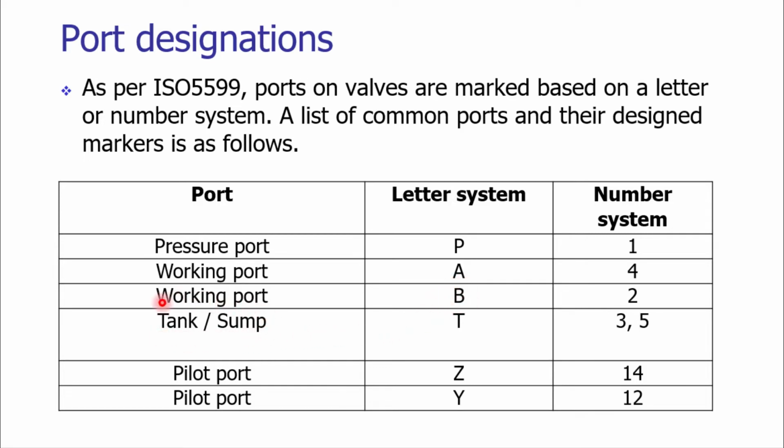We have seen in our previous slides that the tank or the sump is the integral part of a hydraulic power pack. So to designate the tank or the sump, the letter T is used, and in number system it may be 3 or 5. We are using the external fluid, we are using external air, compressed air to actuate the valves, to operate the valves. So these are called as the pilot ports. Pilot ports are designated by using the letters Z or Y or X, and the numbers can be seen on your screen.